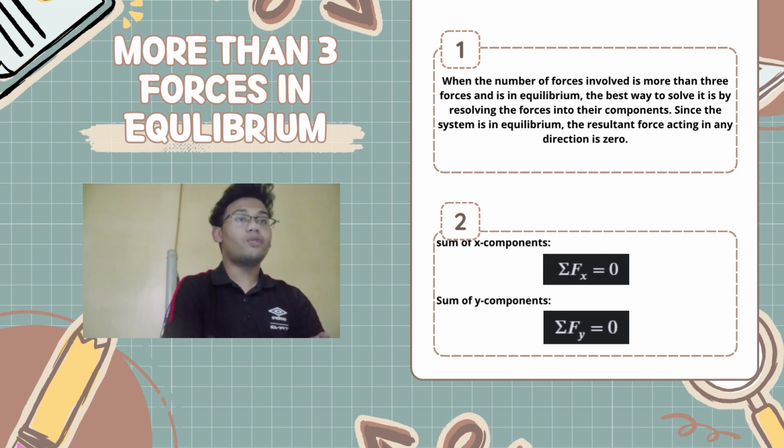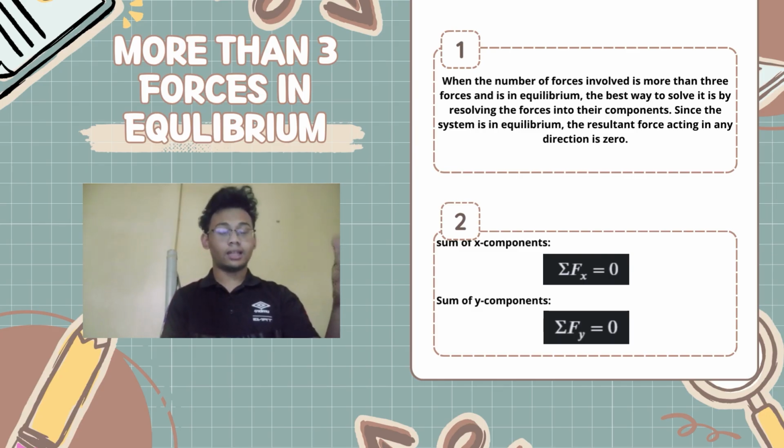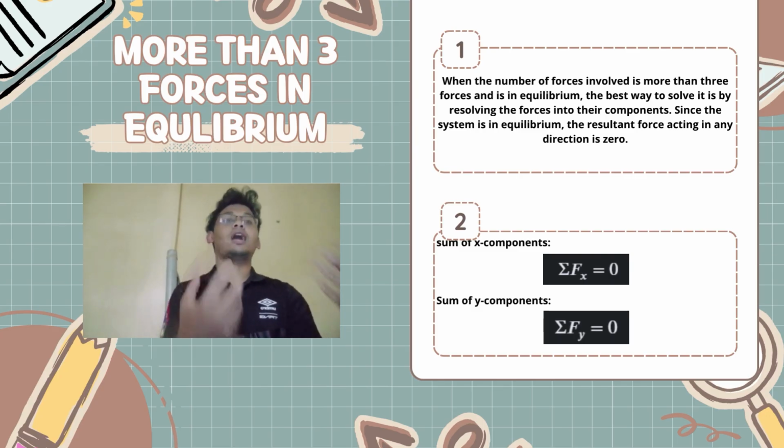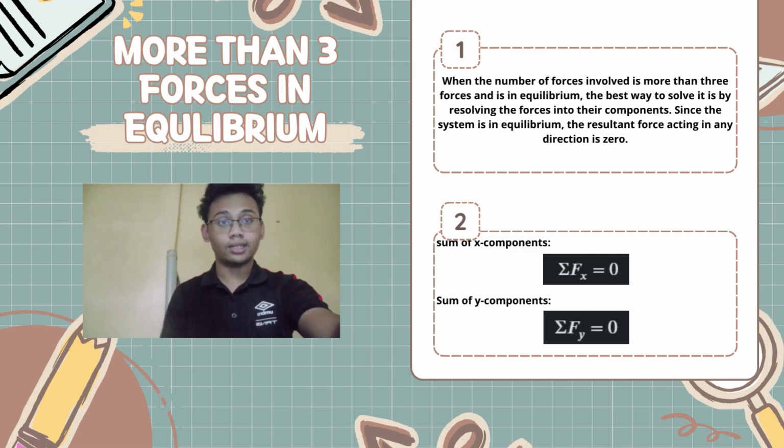Now let's talk about what happens when there are more than 3 forces in equilibrium. When the number of forces involved is more than 3 and is in equilibrium, the best way to solve it is by resolving the forces into their components. Since the system is in equilibrium, the resultant force acting in any direction is 0. What that means is we can use the sum of components, whether in x or y, as 0, meaning the total will always be 0 because it is in equilibrium.